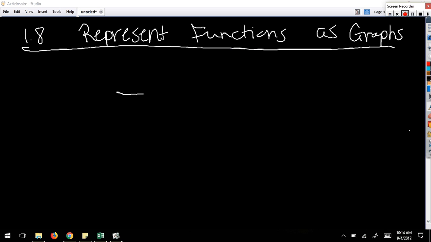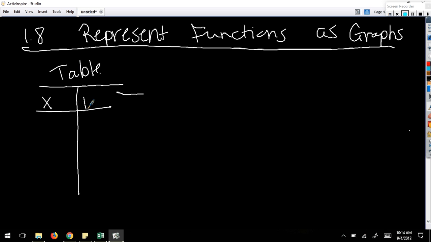All right, so we've already talked about several ways to represent functions. Just as a review, we have done them as a table. And so we had an input and an output that we also call what and what? Domain and range. You're exactly right.